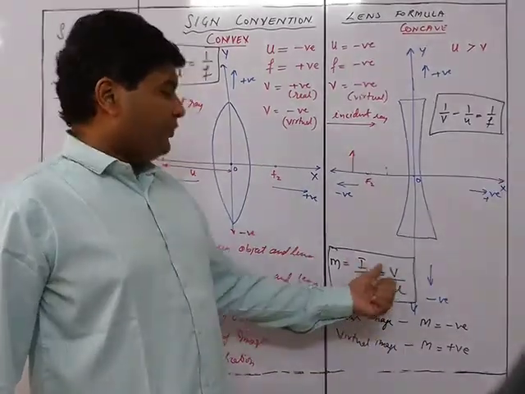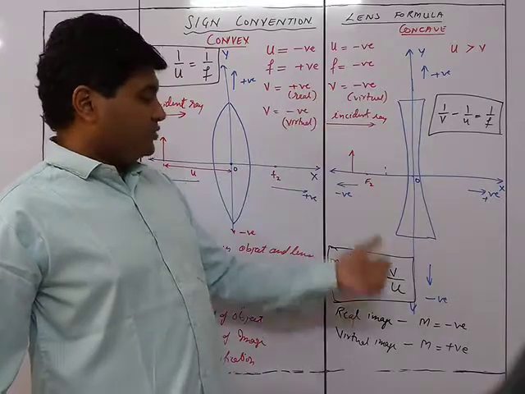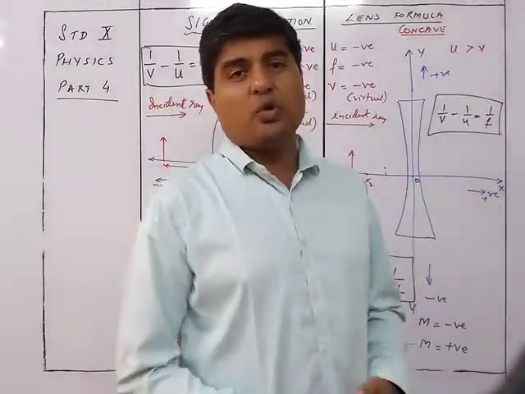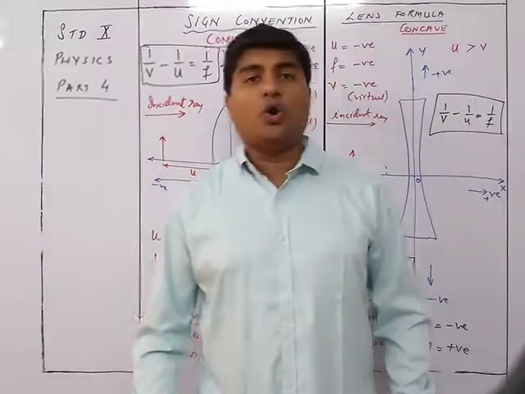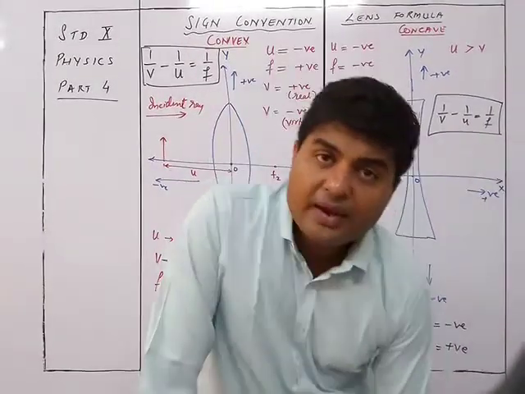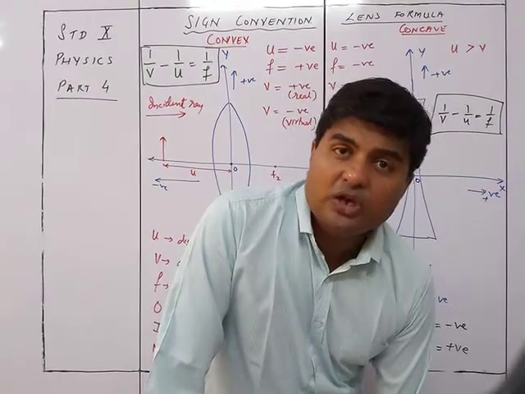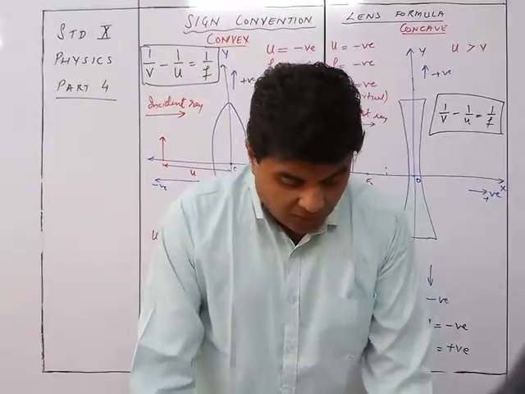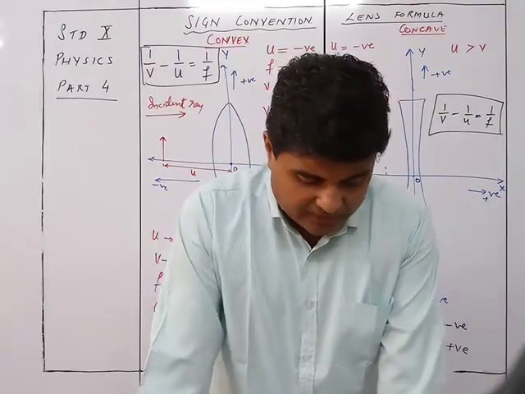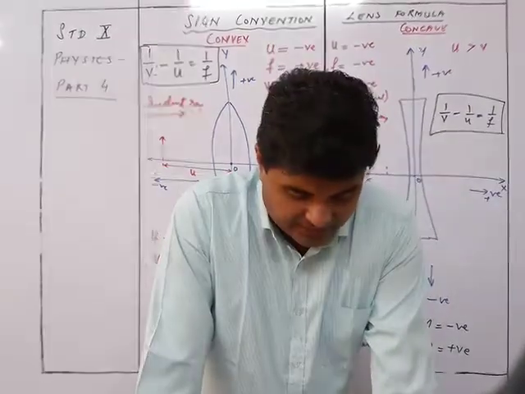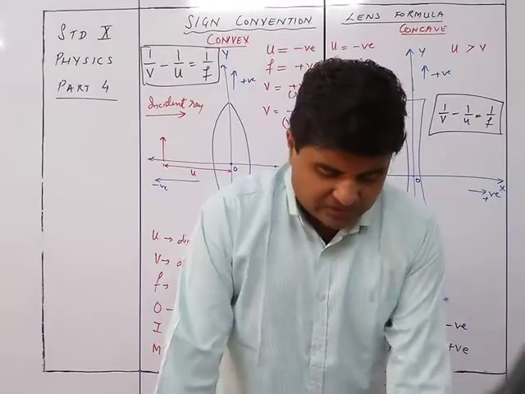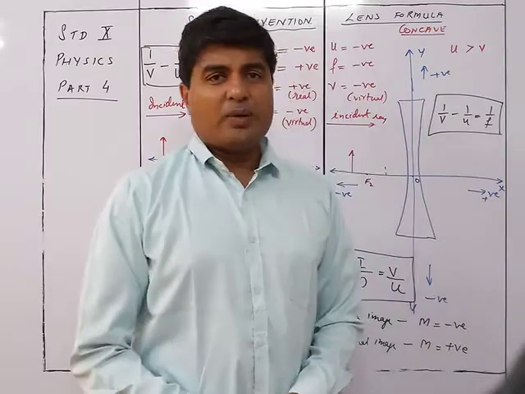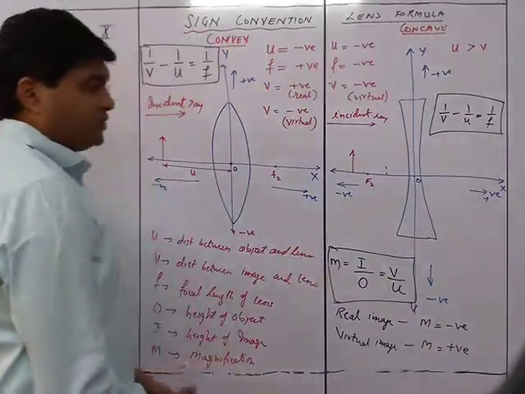Here, if V is positive for a real image, so V positive and U is negative, so the magnification will be negative. So we will always know that real images will always have a negative magnification, whereas a virtual image will have positive magnification. For a real image, which is inverted, the magnification M is negative, while for a virtual image, the magnification M is positive.